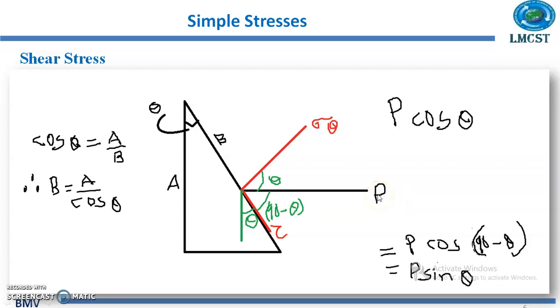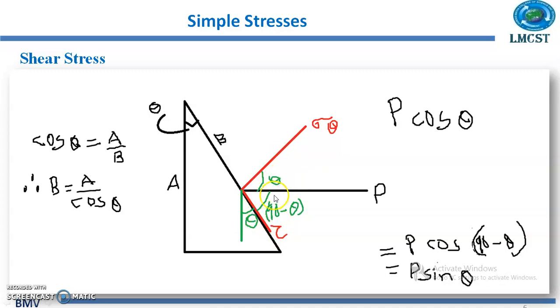Now, as I said earlier, we can resolve this force P into two components. One is a perpendicular component. If you see, this is a perpendicular line to this surface, and then this can be resolved into a horizontal component, that is this red line showing along the surface. So this is a normal component and this is a tangential component. That means this normal component is always sigma, and this one is a shear.